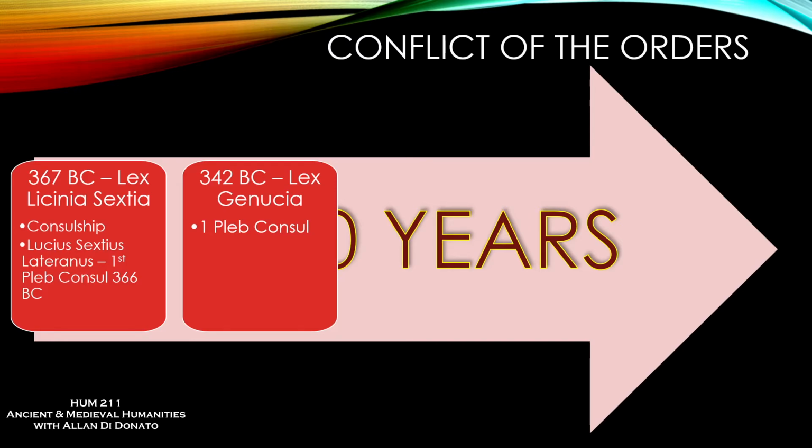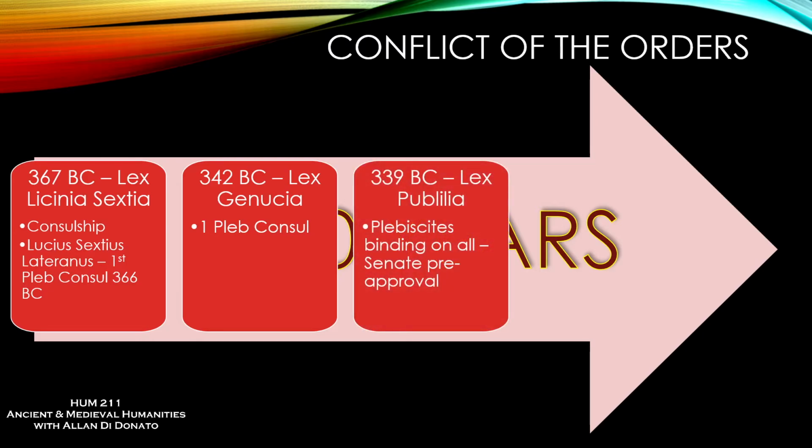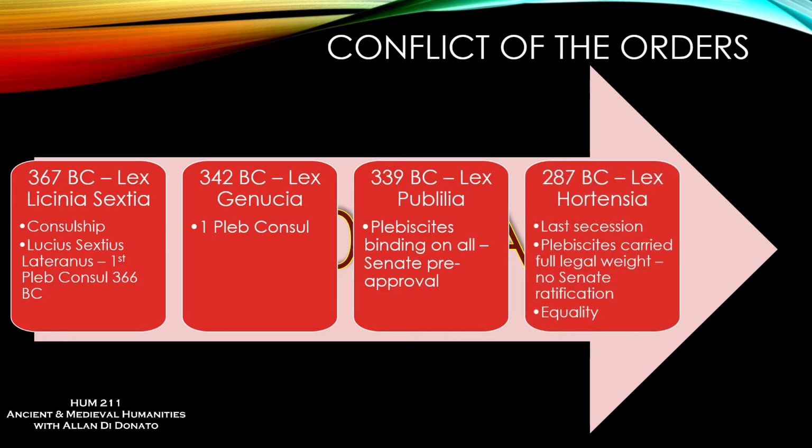Okay, or at least that's the belief. Okay, so then you have to have a shared power between patricians and plebeians from that time forward. In 339, the lex Publilia makes those plebiscites binding on all the people as long as you have Senate pre-approval before the vote. And then in 287, the lex Hortensia, which is after the very last secession, you have the plebiscites carrying full weight of the law without Senate ratification.